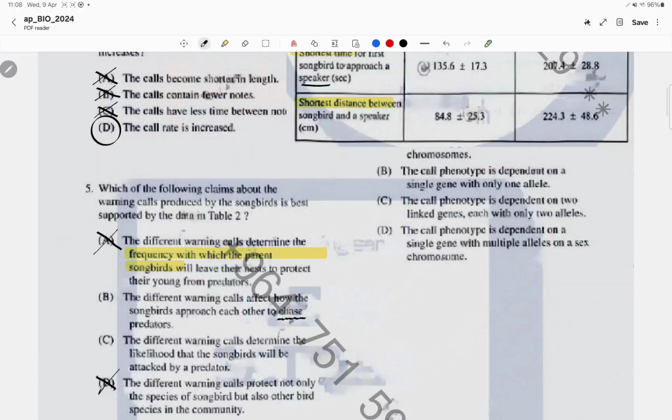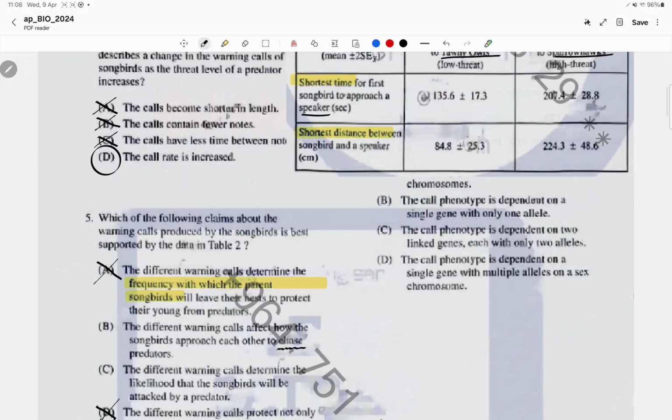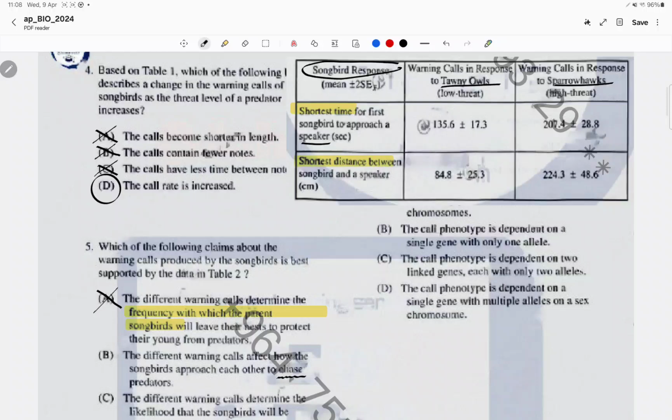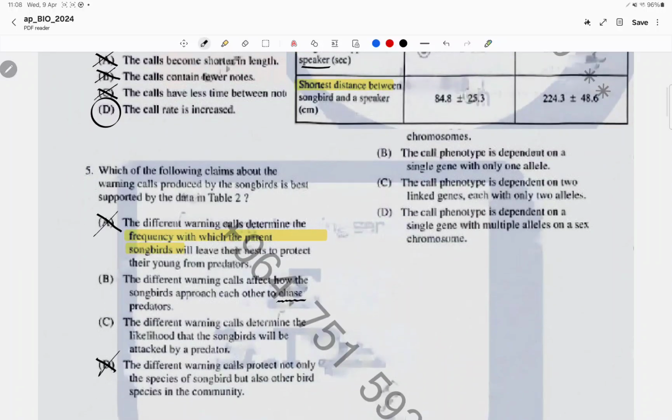Okay, and so if there is a sparrowhawk, they simply will take less time to approach it, and they also approach it with lesser distance. That's going to be a different behavioral response, right? And yeah, so most likely B.